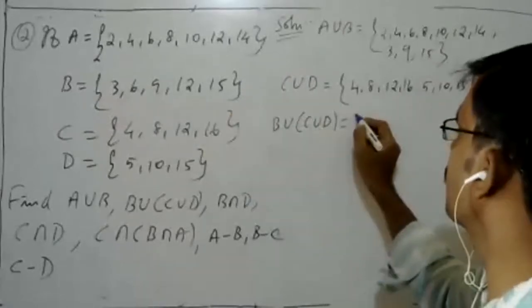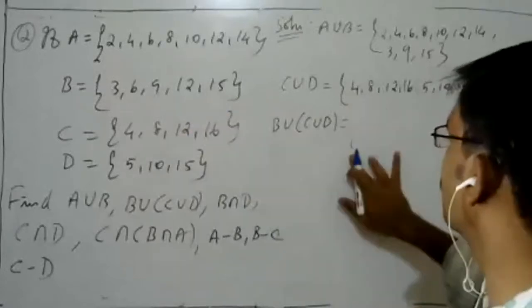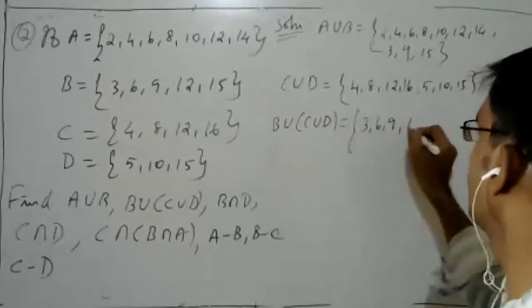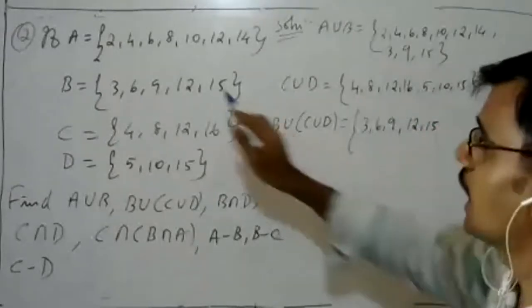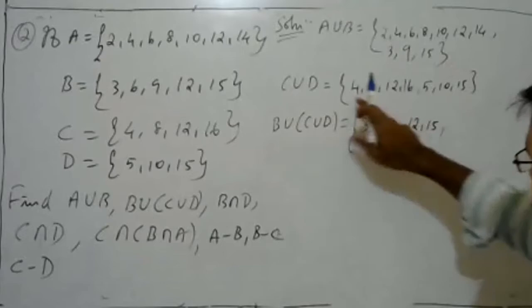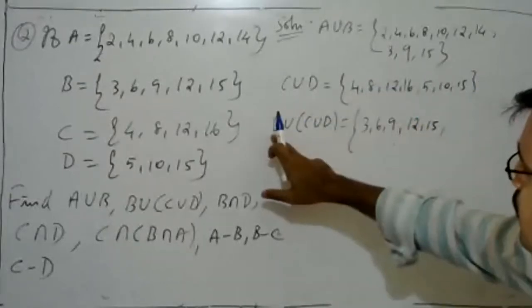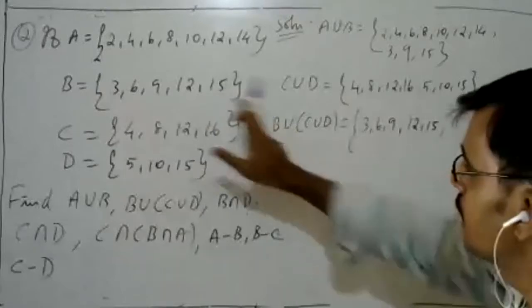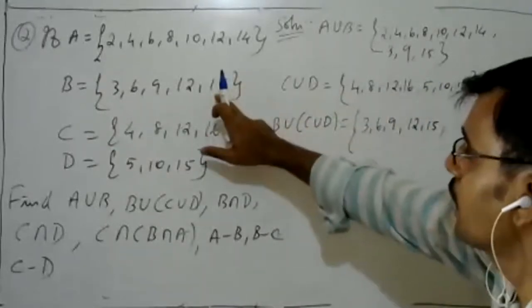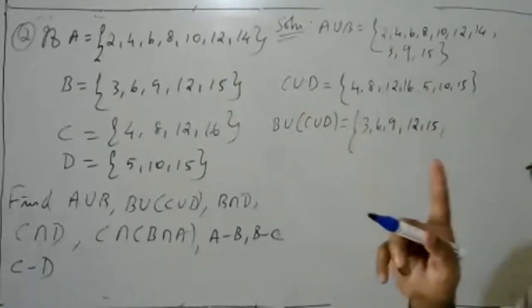Write all the elements of B first. Union means take all the elements of B first: 3, 6, 9, 12, 15. I am writing all the elements of B. Then union means write all the elements of C union D also. I am taking the union of this set and this set. Repeated elements we write only once.